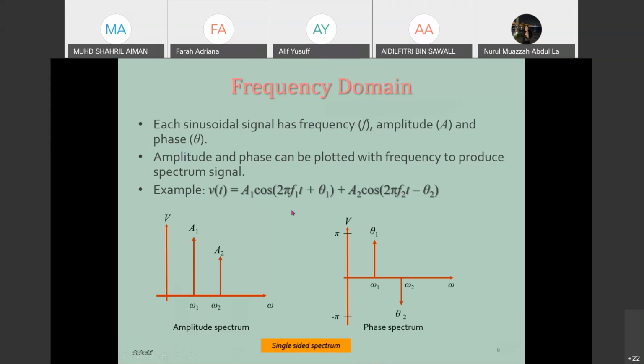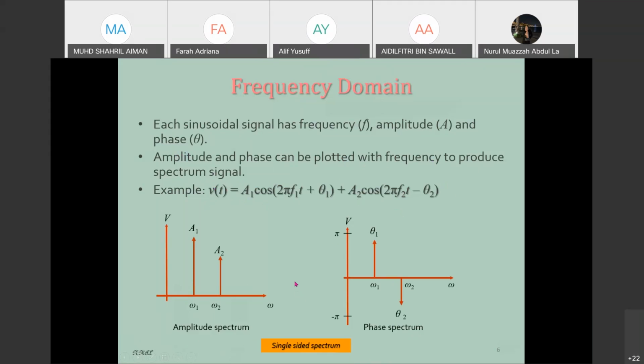Let's say we have this equation in terms of time domain. How are we going to plot this equation in terms of frequency domain? First, we notice the amplitude. So here we have two amplitudes, A1 and also A2. So in order to plot frequency domain, we have to plot two graphs.